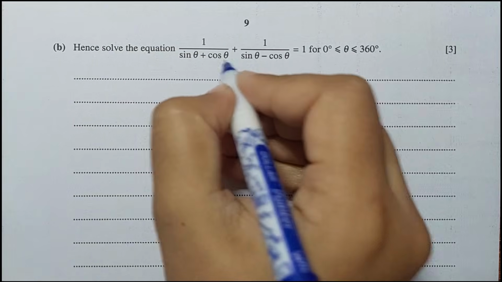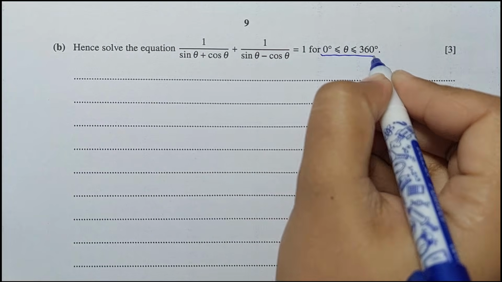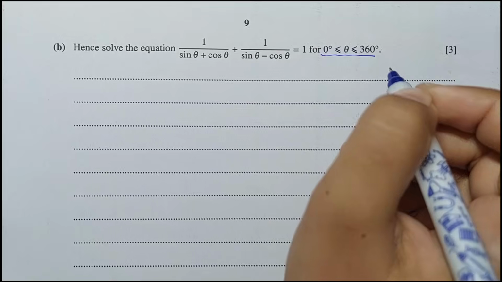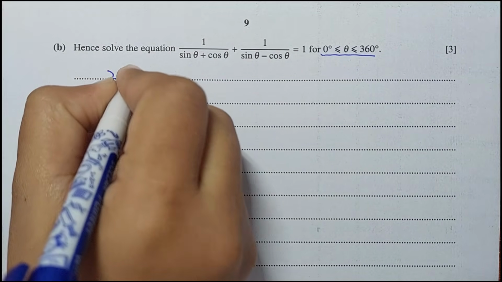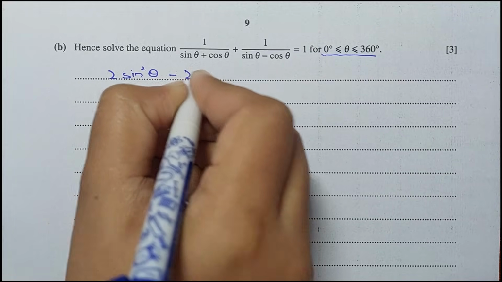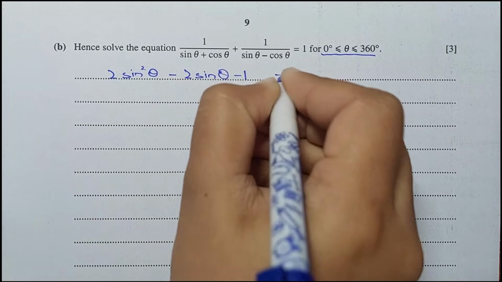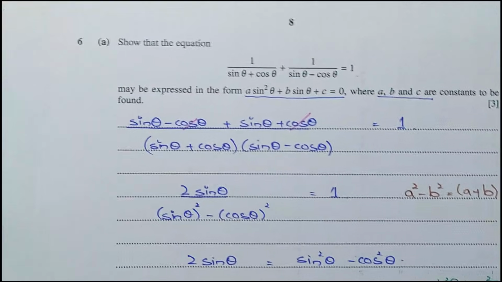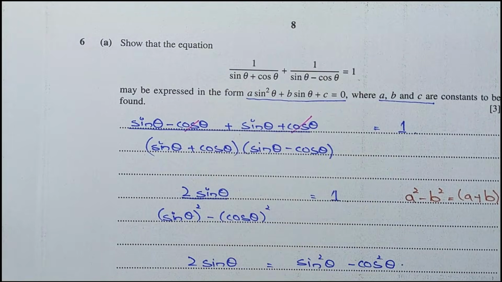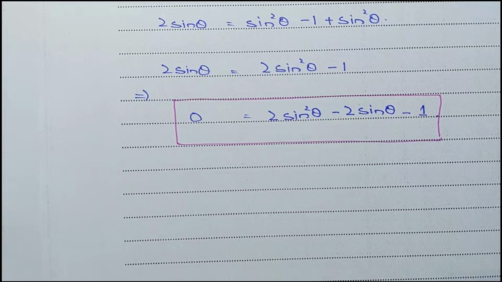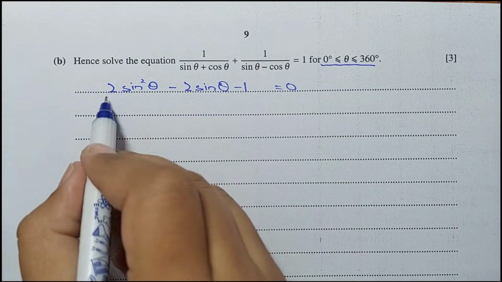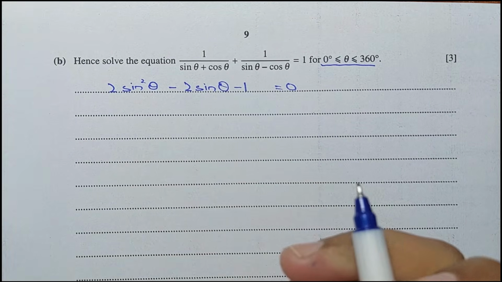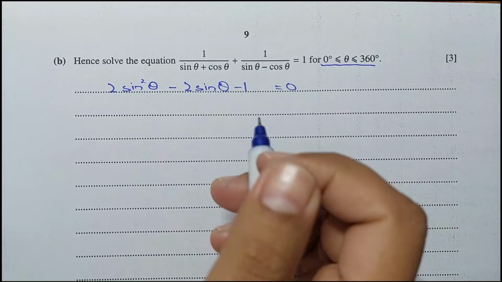Part B, hence solve the equation from 0 degrees to 360 degrees. This is in degrees, right? So we know that this whole thing can be expressed as 2 sine square theta minus 2 sine theta minus 1 equals 0. We have already done this in part A. This whole thing is expressed in this form. Now this looks like a quadratic equation in sine. Factorization is not possible. 2 times 1 is 2. Okay, no.